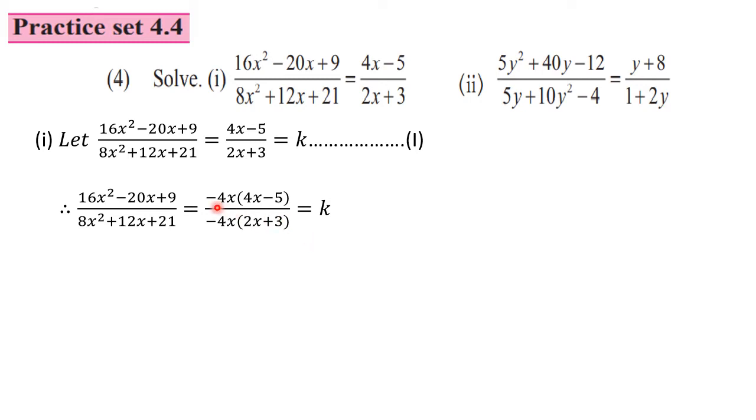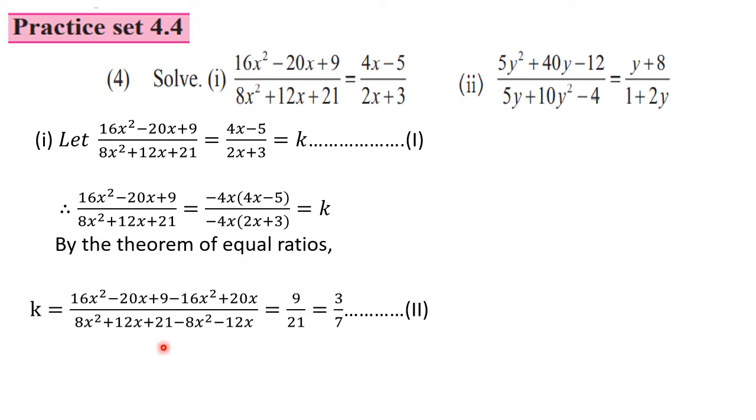Now let's write down the answer. Minus 4x into 4x, we will get minus 16x square. And minus 4x into minus 5, we will get plus 20x, exactly the opposite terms of these two terms. And here also we will get minus 8x square and minus 12x, the opposite terms. Then we are using the theorem on equal ratios, that means we are adding numerators and adding denominators.